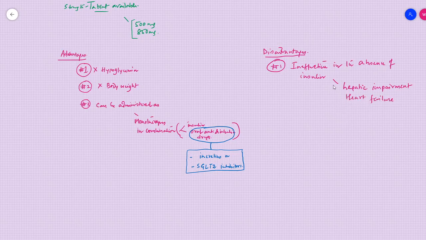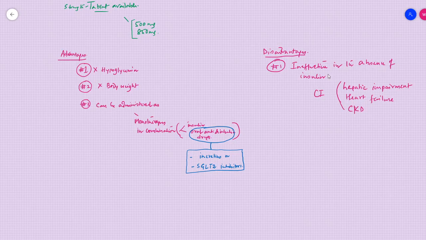Okay, so hold on. These are the contraindications of this drug. This drug is contraindicated in hepatic impairment, in heart failure, in chronic kidney disease. Okay, so these are the contraindications. So it is ineffective in the absence of insulin. So if a person has got pancreatitis, then this drug wouldn't be the drug of choice.